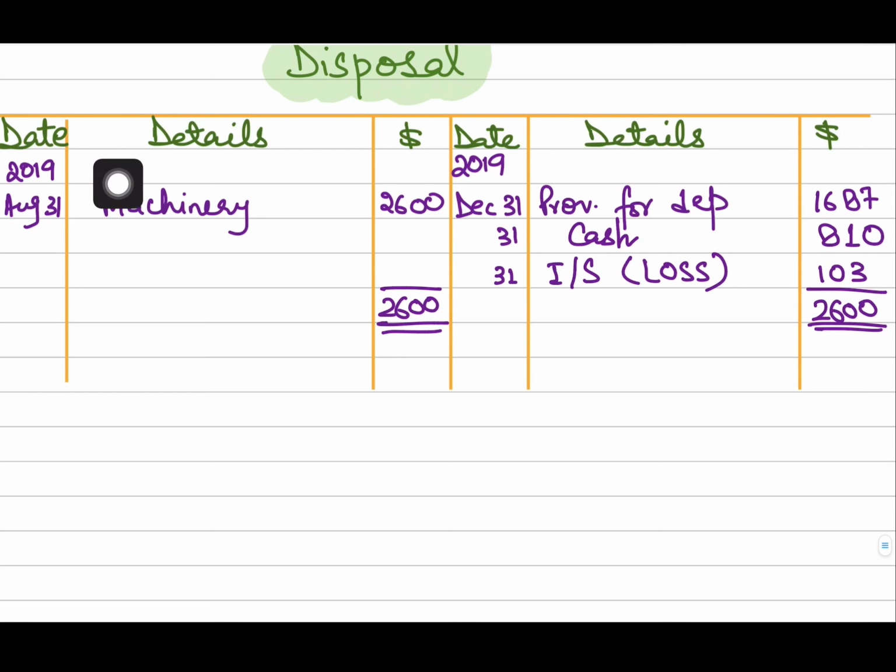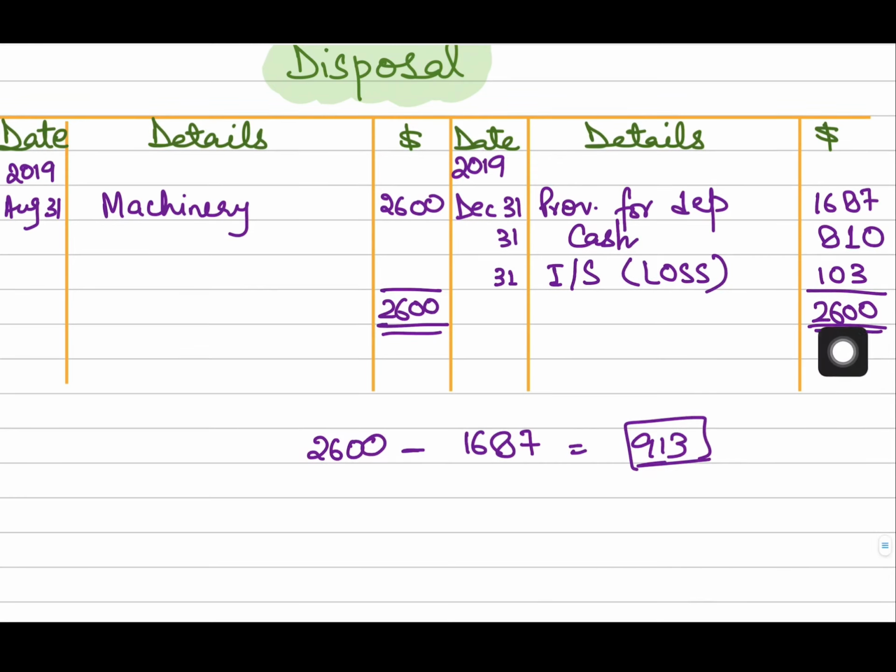What was the net book value of this asset at the time of disposal? Can we calculate that? Of course we can. Cost less the accumulated depreciation, the net book value will be 913. This was the net book value, but however I am receiving only 810. So less 810 means I am incurring a loss of 103. I am receiving 103 less than the net book value of this asset, right?